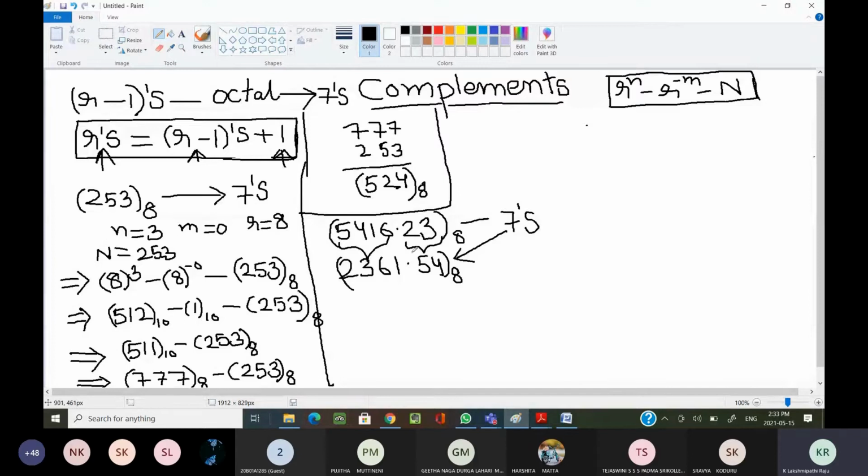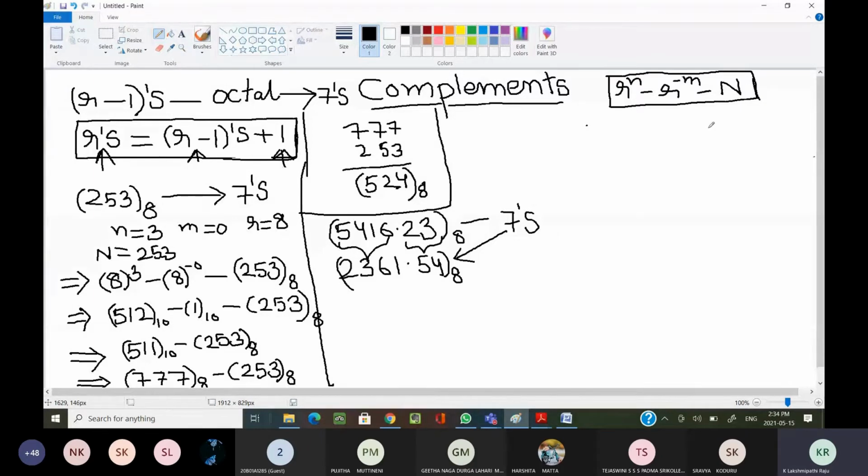We have to consider that many number of sevens. Why? Because we are calculating 7. R minus 1's complement of an octal number is nothing but 7. That many sevens. How are we doing the nines complement in our decimal number system?